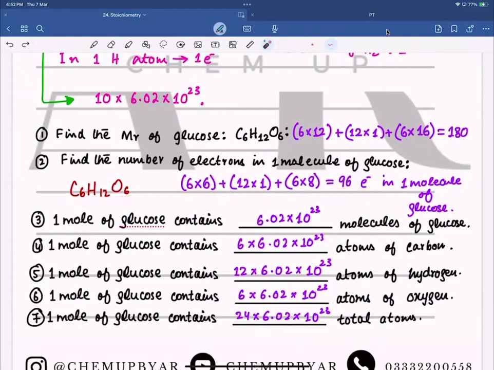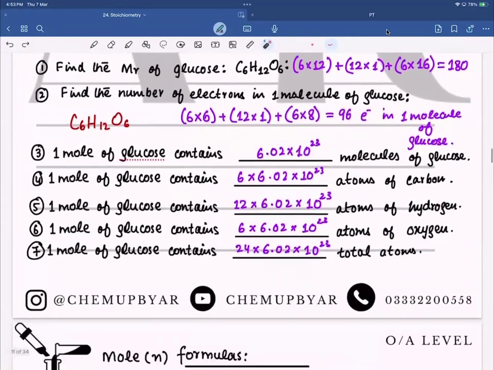Is this clear? Sir, please explain number 6 again. In 6, what are they asking about? Atoms of oxygen. So see in the formula, how many oxygen atoms are there? 6. So if we have 1 mole, then there are 6.02 exponent 23 molecules. And one molecule has 6 atoms, so we will multiply 6 with 6.02 exponent 23. Is this clear?